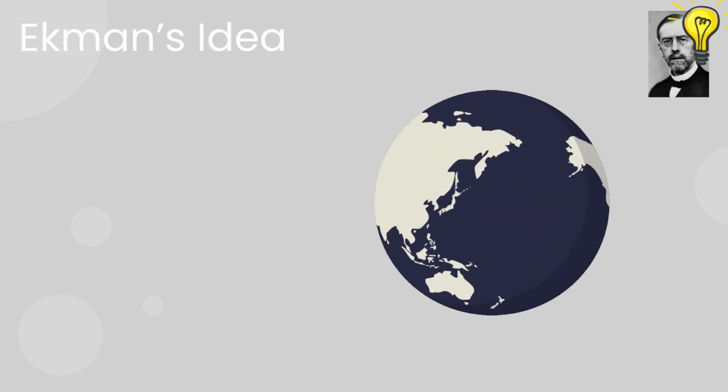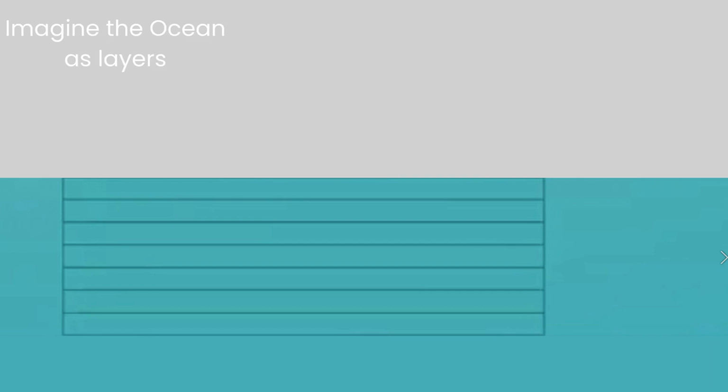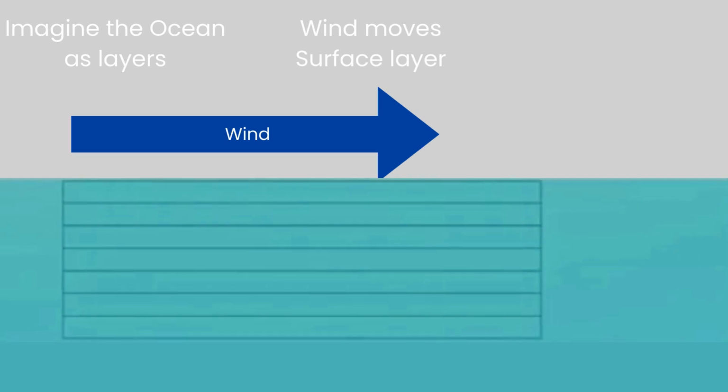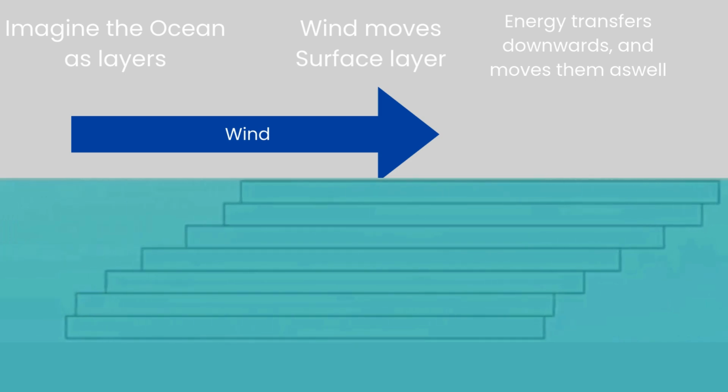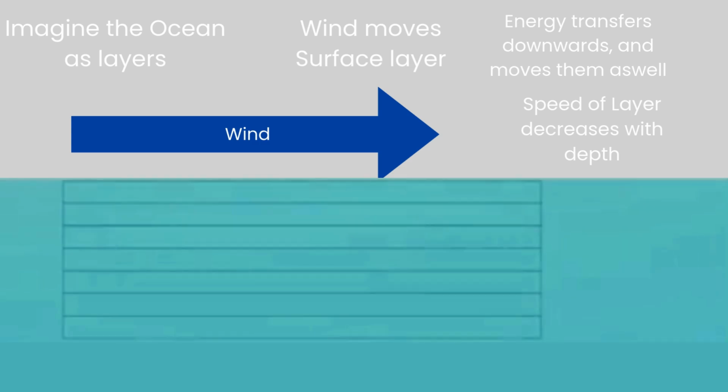To show this, he imagined the oceans as thin layers stacked upon another. When wind blows over, friction between the air and the water would cause the surface layer to move. As the surface layer moves, energy can transfer to the lower levels, moving them as well. However, with each successive layer, the movement is slower due to friction of the layer above.